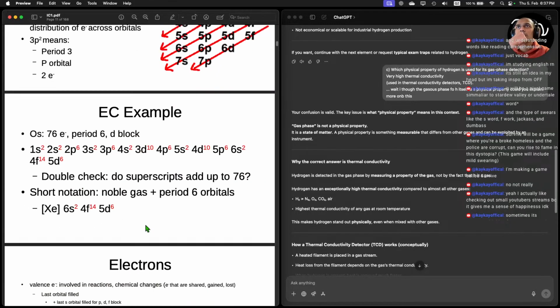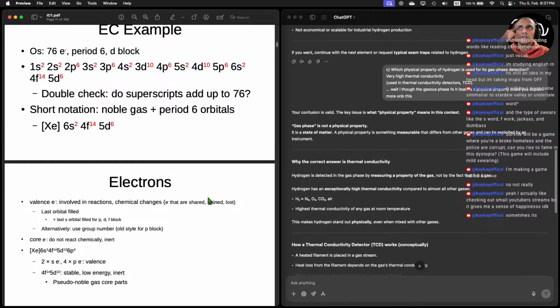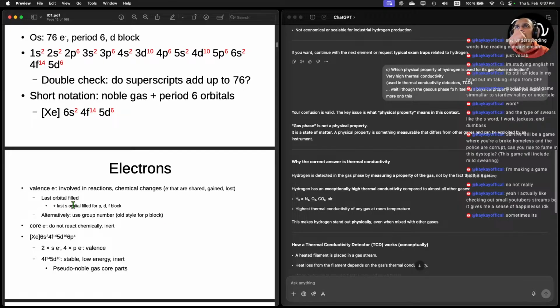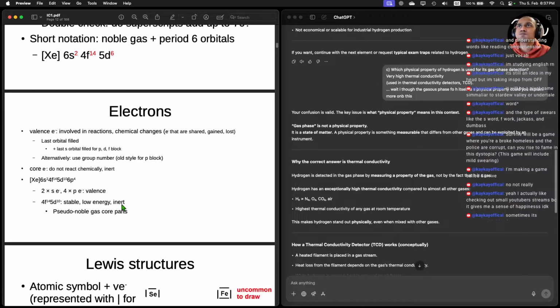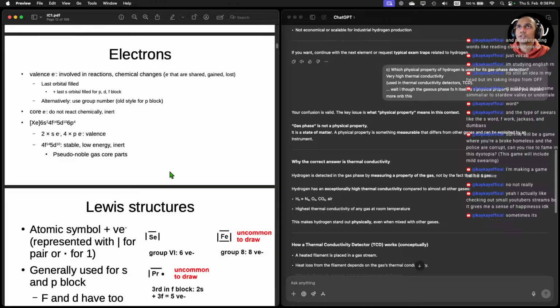Electron configuration, I don't know that. EC example. What is EC? Is it exceptions? Electrons. Valence electrons involved in reactions, chemical changes. Last orbital filled. Last s orbital filled. So need to use group number. Stable, low energy, inert, pseudo noble gas core parts.